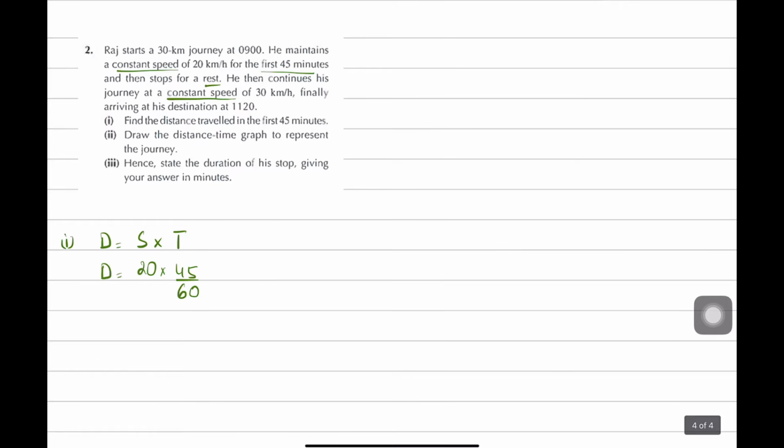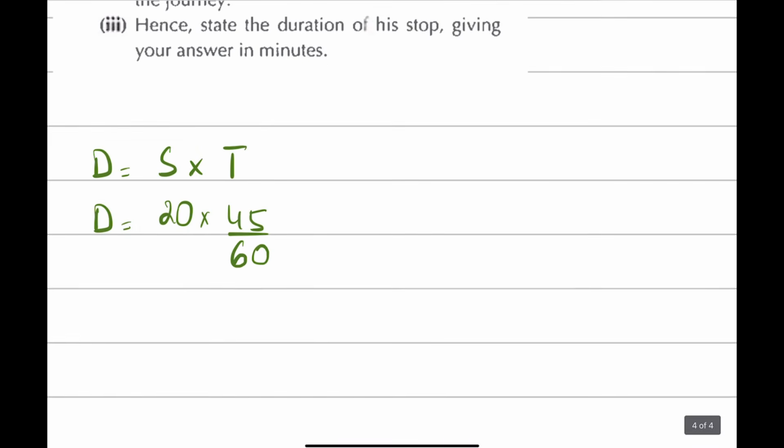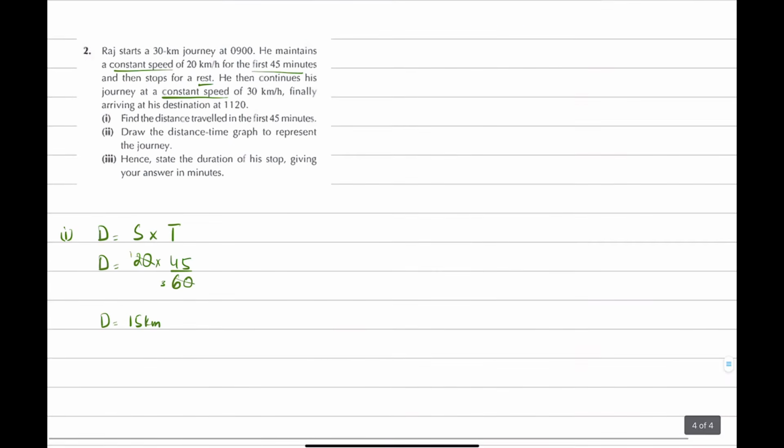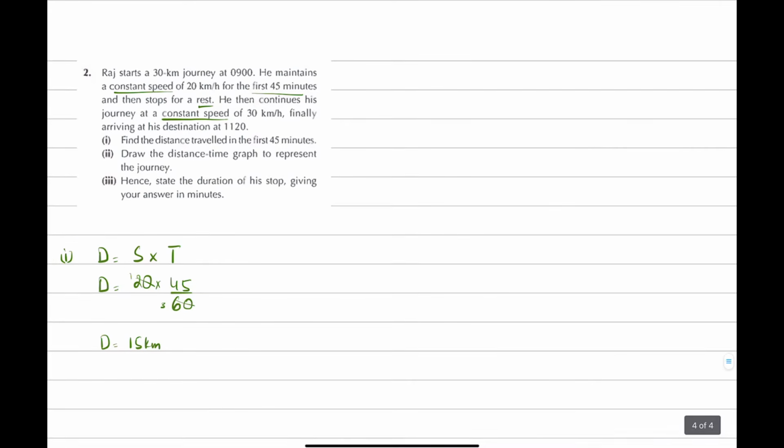So the speed is in kilometers per hour. Okay. So the units have to be the same. You're right. Since the speed is in kilometers per hour, that means the distance has to be in kilometers and the time has to be in hours. Okay. So here, since we have to work out the distance, that means the time is going to be in hours. Okay. So you can just do 20 times 3 over 4: 4 into 5 is 20, 3 into 5 is 15. Sorry, 20 times 0.75 gives 15 kilometers. So that means in the first 45 minutes, Raj covered 15 kilometers.